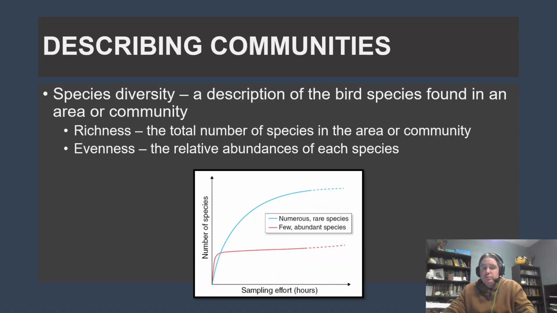And suppose you sample over many days or many seasons or even many years, for hundreds and hundreds of hours of effort. The idea is that the more you do that, the more and more species you should be able to add to the list, up to some certain point upon which you have truly characterized the totality of all the species that exist in that community.